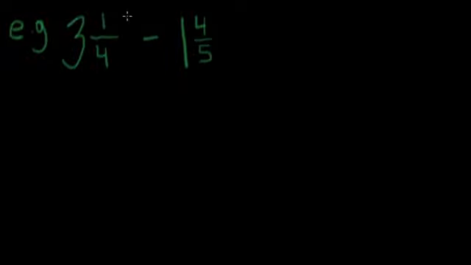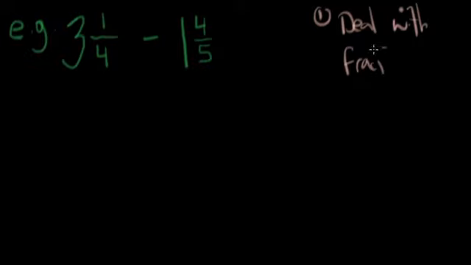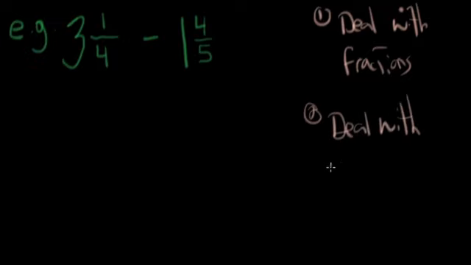Okay, so we've got mixed numbers here. I don't want you to turn these into improper fractions and do it that way. How I want you to do it is like this: you deal with the fractions part first, and then the second thing you're going to do is deal with the whole numbers. So deal with the fractions first and then the whole numbers. Let's deal with this first part here.